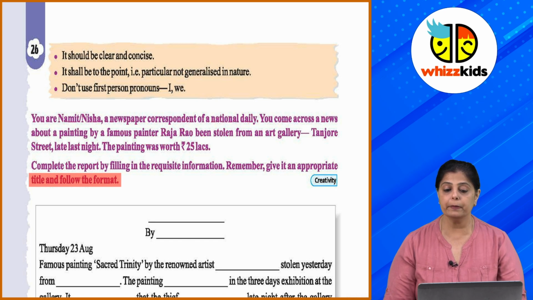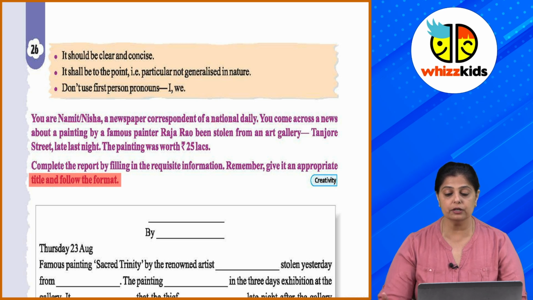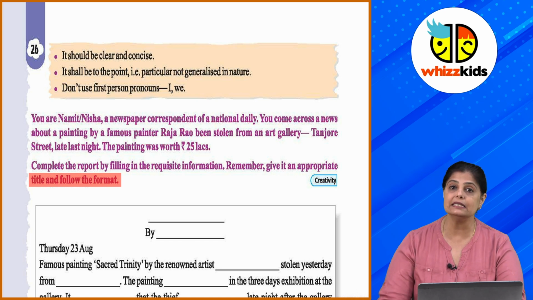Okay, famous painting Sacred Trinity by the renowned artist, it was made by Raja Rao, was stolen yesterday from Tanjore Street last night. Okay, the painting dash in the 3 days exhibition at gallery. Okay, so you have to write the painting was put up in the 3 days exhibition at the gallery. Okay, now accordingly you can write the remaining details about it and make your own report.